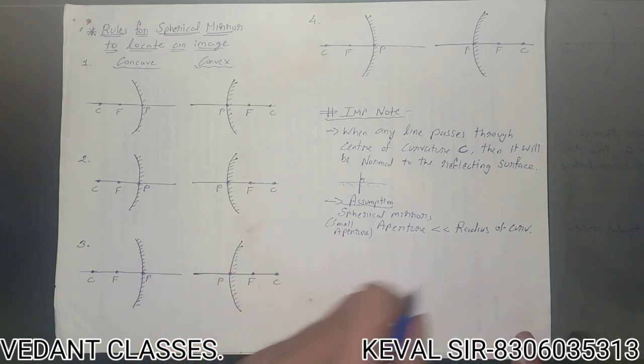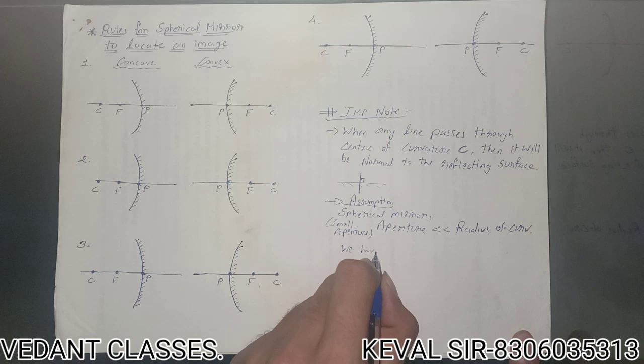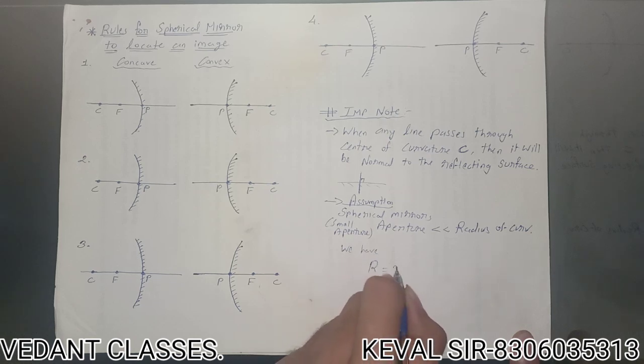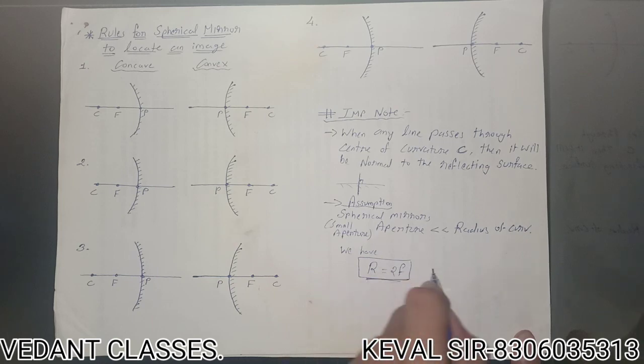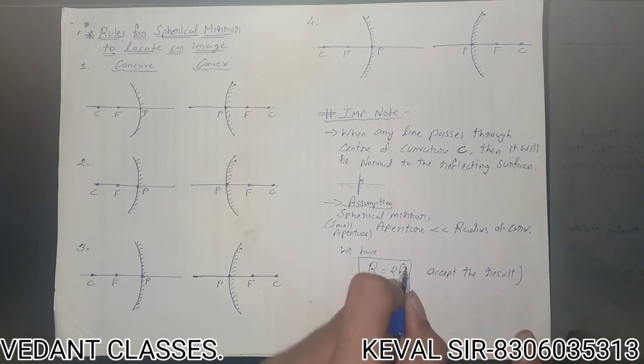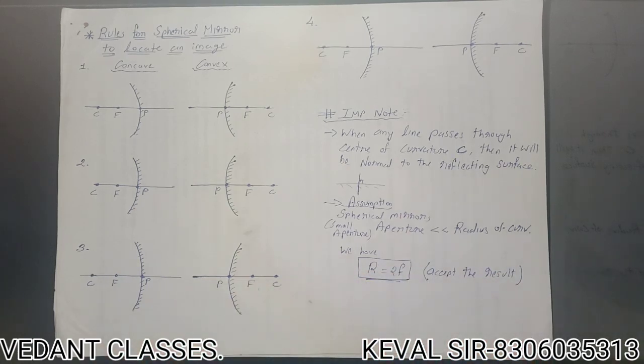Okay, so in such situations we have the radius of curvature equal to twice the focal length. We don't need to prove this one, we just need to accept the result right now. So R is equal to 2F. That is the case that one should remember.